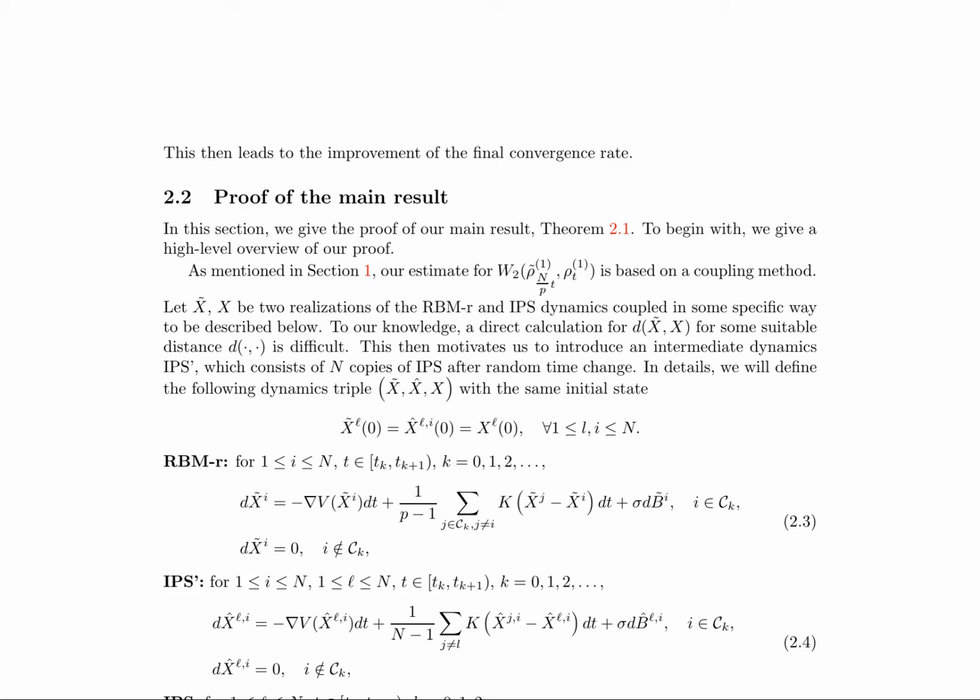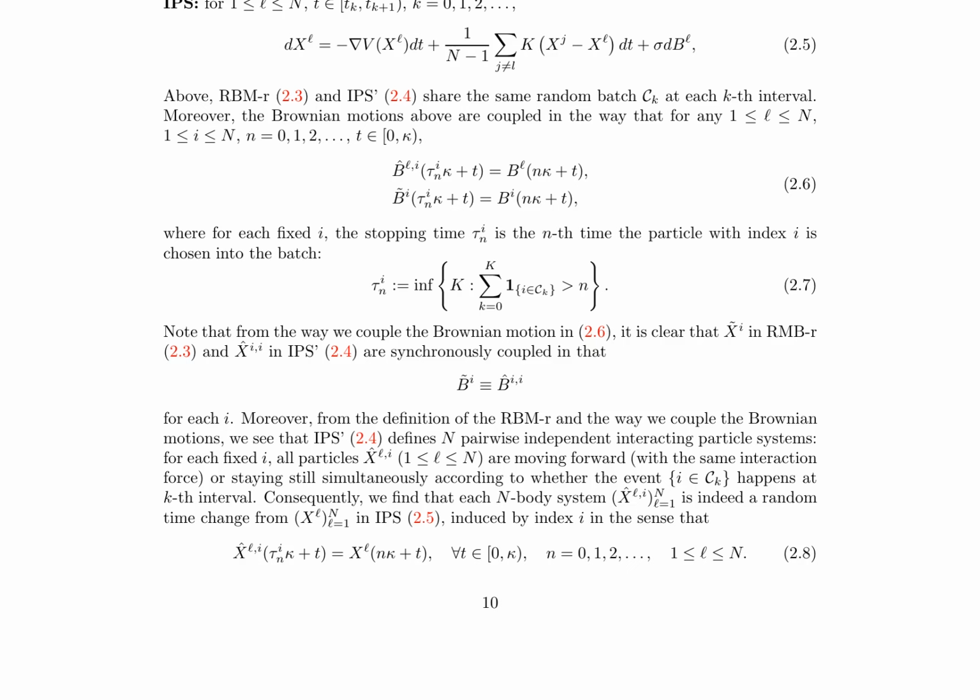The authors also provide a high-level overview of their proof. They use a coupling method to estimate W2(ρ1,n(t), ρ1(t)), the Wasserstein 2 distance between the first marginal distributions at time t for RBM-r and IPS. The key idea is to first establish a bound on the distance between x and x, then a bound on the distance between x and x, and finally combine these two bounds to obtain the desired convergence rate.